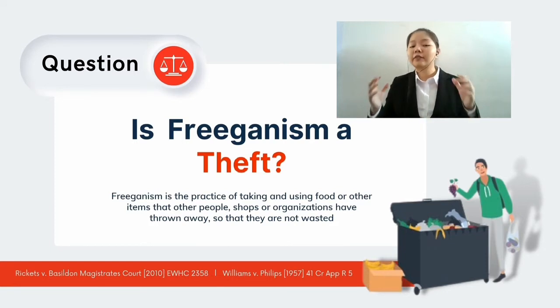The element of dishonesty in Section 378 of the Penal Code is therefore significant in determining a theft conviction for freegans. It needs to be proven that the freegan is neither objectively nor subjectively dishonest in obtaining that property. But if he takes the items from a public bin, then there will be no theft, as he believes that the person to whom the property belongs cannot be discovered by taking reasonable steps.